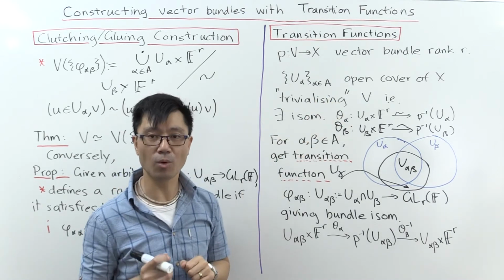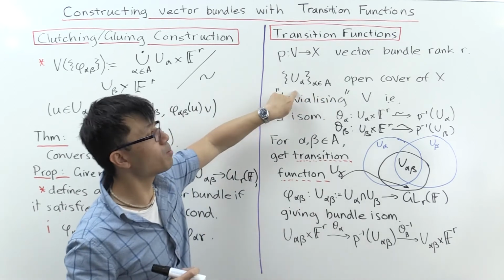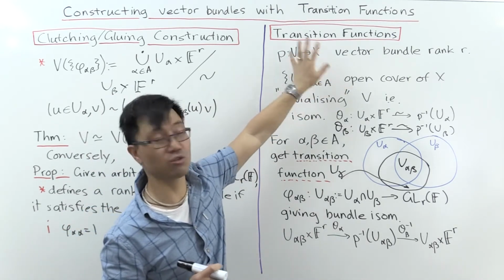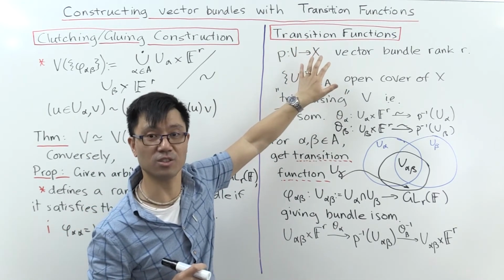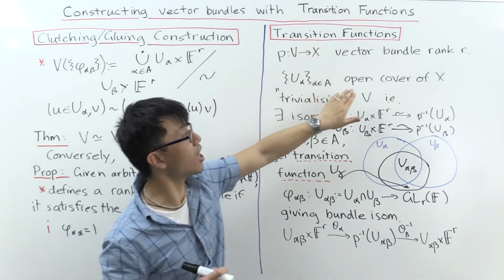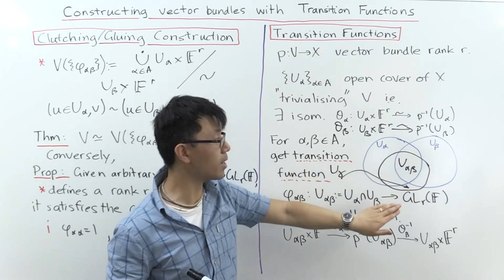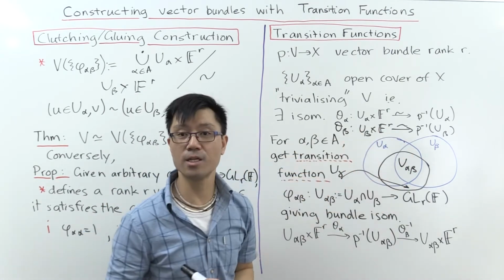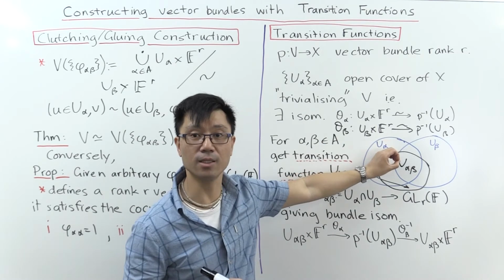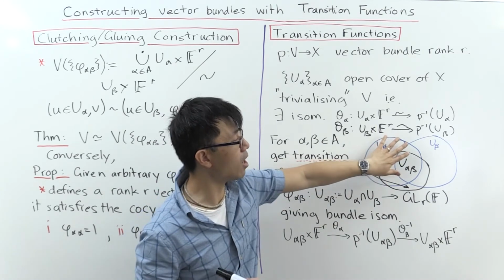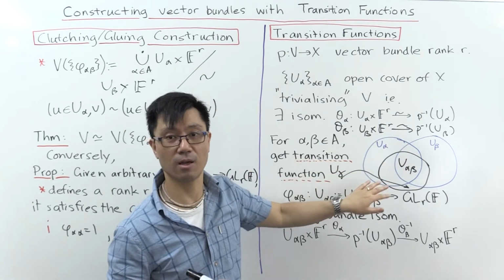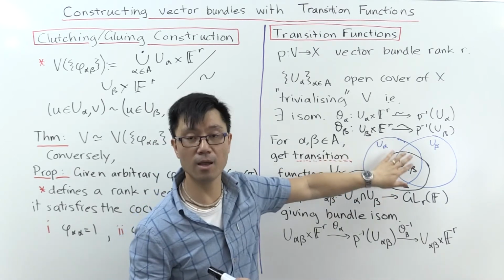The other thing which is a bit more interesting is that you have to pick an open cover for this x to get these transition functions. And of course, you can actually change this open cover as well. So for example, if the vector bundle is trivial on U alpha, then it's also trivial on any open set inside it. So you can replace U alpha, for example, with an open cover, and that'll be trivial over there.